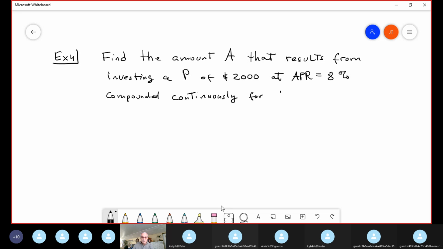For t equals 1 year. No plural, singular, period. Okay, then present value is 2000. So the formula is, when you hear the word continuous, the formula is not the classical formula.